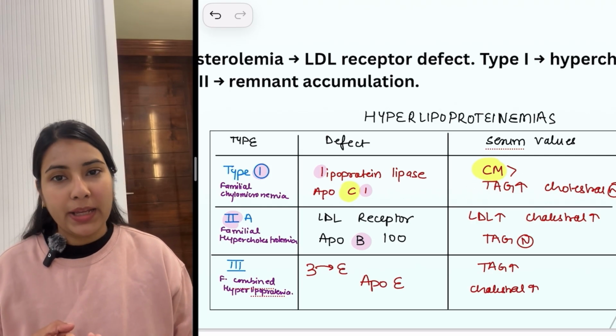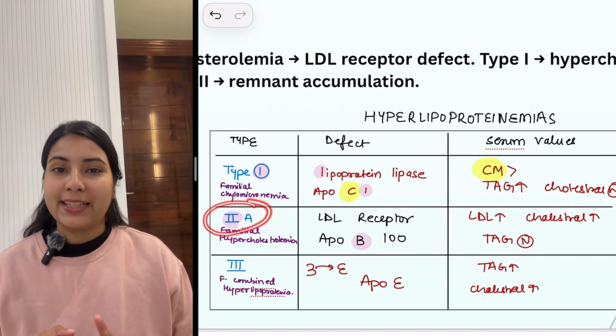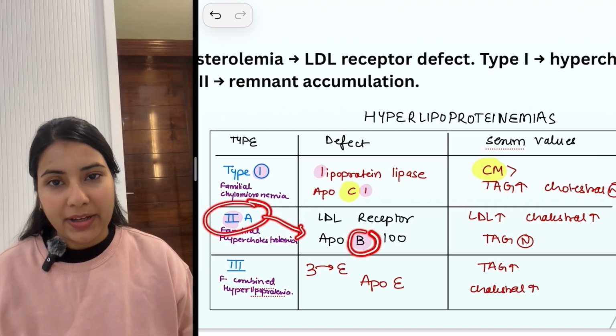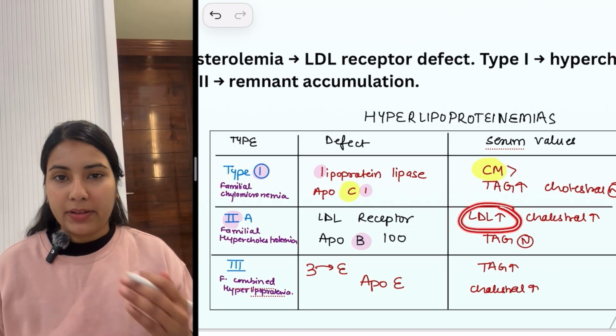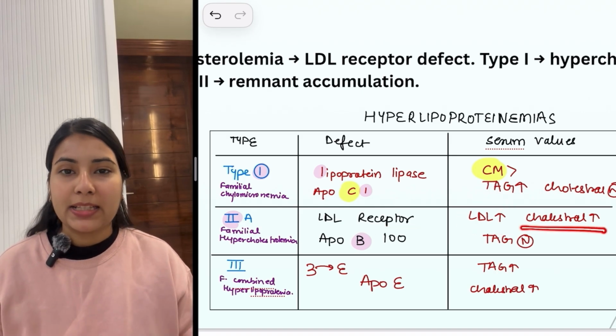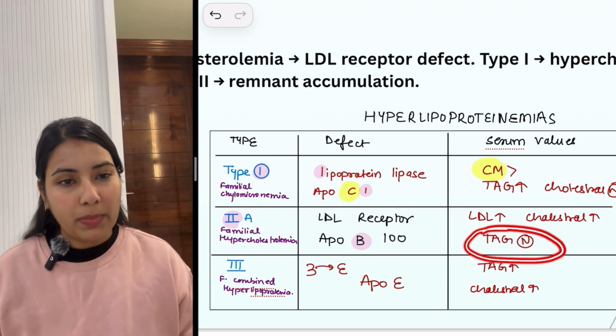Let's see in type 2A. The second letter is B. So there is an ApoB100 defect, and this is an LDL receptor defect. So here LDL level increases, the cholesterol level increases, but the triglyceride level remains normal.